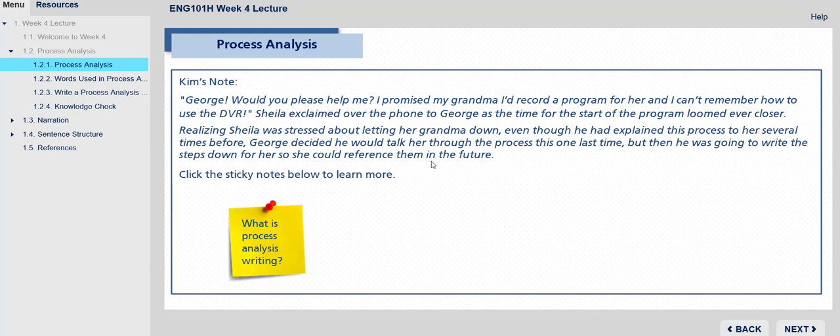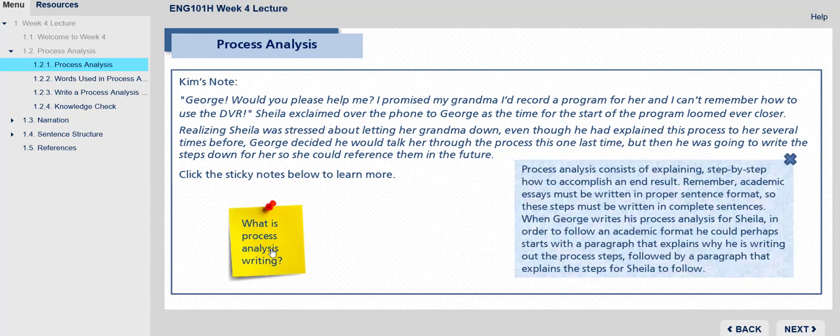And so here they're introducing how she should use the DVR. How to use a DVR, step 1, step 2, step 3, that's known as a process analysis essay. Any kind of how-to. What is process analysis writing? Process analysis consists of explaining step by step how to accomplish an end result.